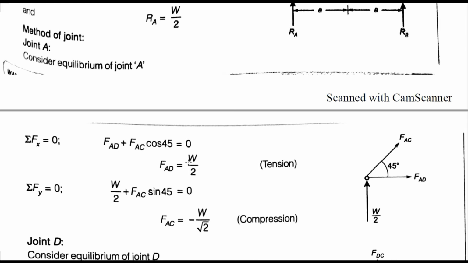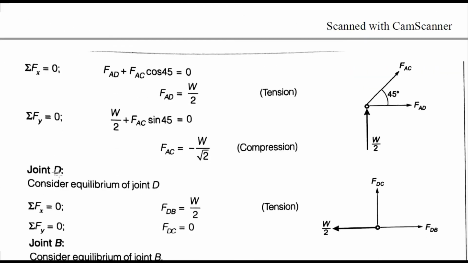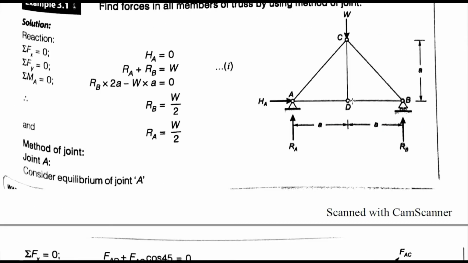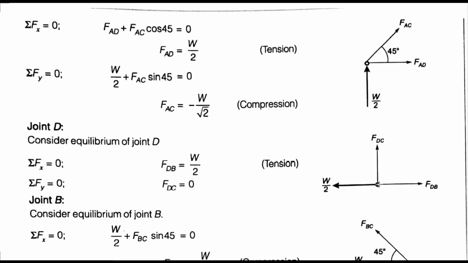Okay, if we have a positive value, then it is tension, and if we have a negative sign, then it is compression. So move on to the next joint, that is joint D. Draw the free body diagram of the joint, and we know member AD has a W by 2 value, and FDB and FDC are unknown values. If I consider summation of Fx equal to 0, FDB is equal to W by 2. And summation of Fy equal to 0 means FDC is equal to 0, because there is no vertical force here.